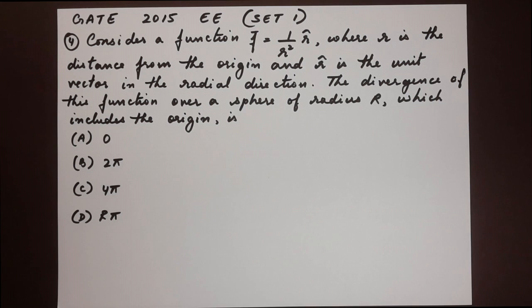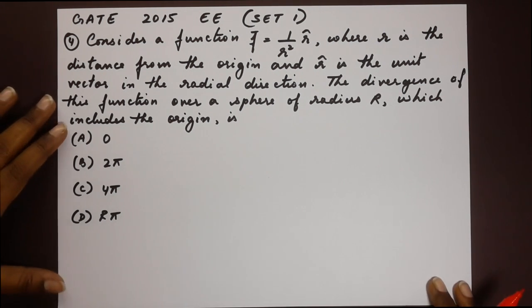Here's the next question, number 4. Consider a function f equal to 1 by r square r cap, where r is the distance from the origin and r cap is the unit vector in the radial direction. The divergence of this function over a sphere of radius r, which includes the origin, is. So we have our 4 options A, B, C and D.